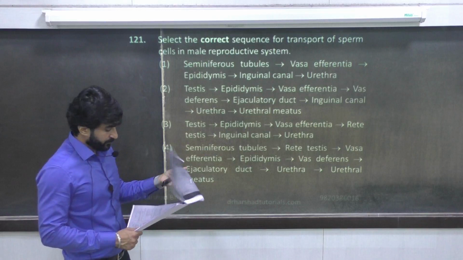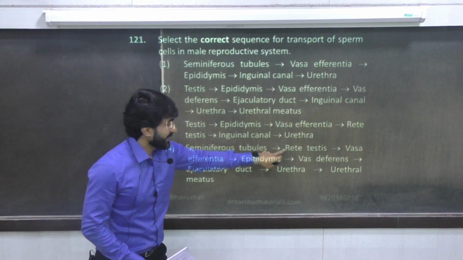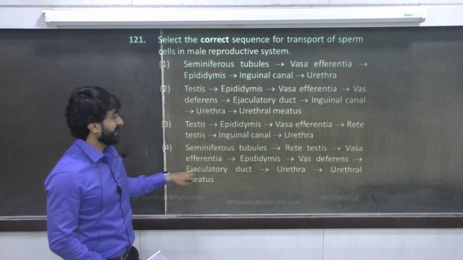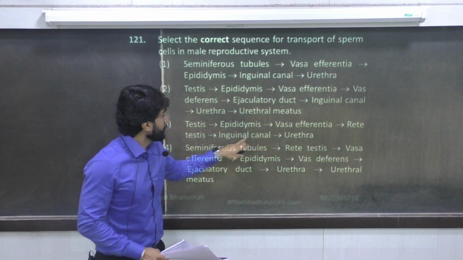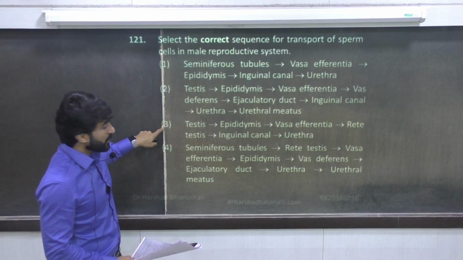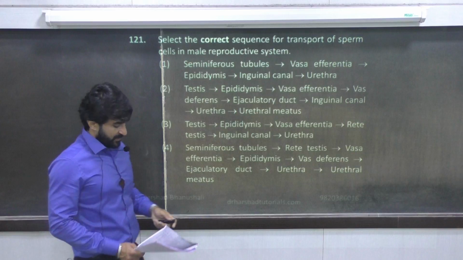Fourth statement, seminiferous tubules, rete testis, vasa efferentia, epididymis, vas deferens, ejaculatory duct, urethra, urethral meatus. Urethral meatus is the opening of the urethra. So it's a straightforward question if you find inguinal canal in all three options, because sperms do not move through the inguinal canal. So 1, 2, 3 get ruled out. The only answer left is 4 and it's the correct sequence. Question number 121, the answer would be 4.